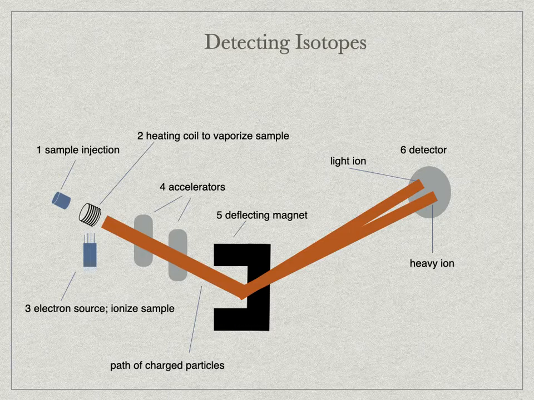And then you have a detector here. The detector is going to detect where on this charged plate the isotopes hit. The further to the right they hit, the heavier they are. The further to the left, the lighter they are. And how often those charged particles hit tells me about percent abundance.